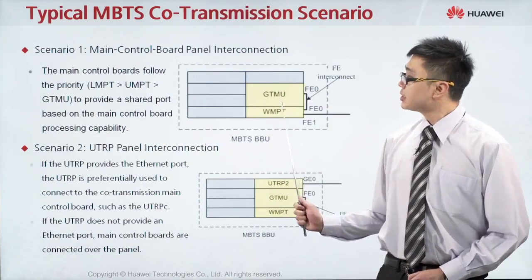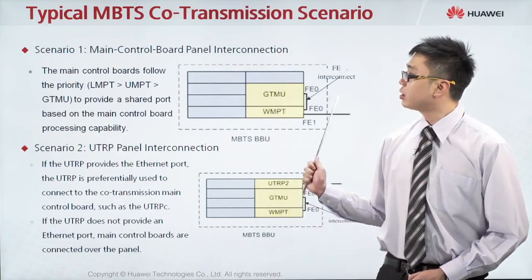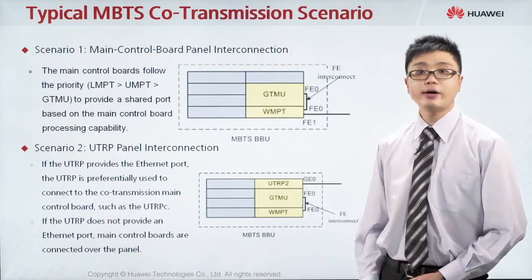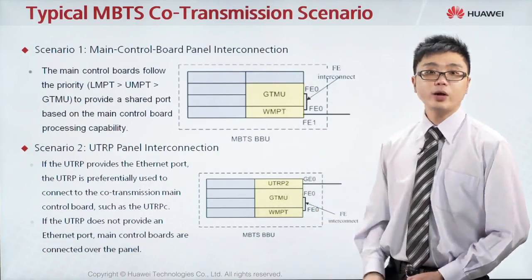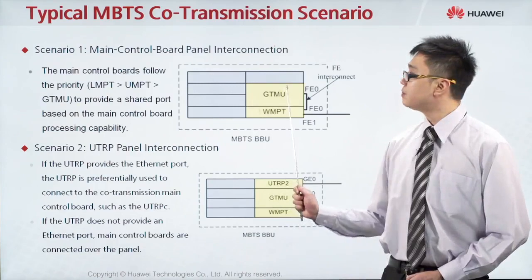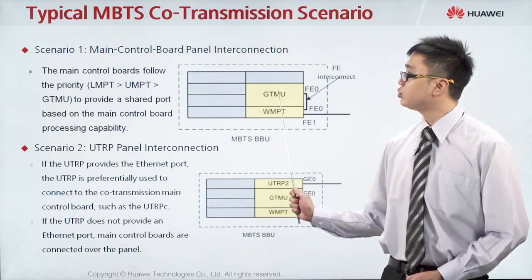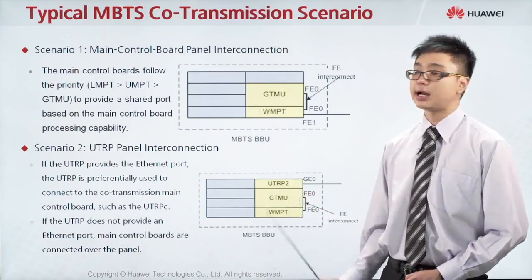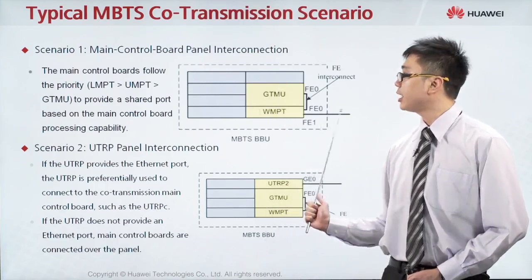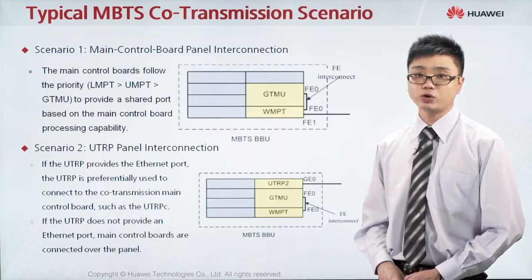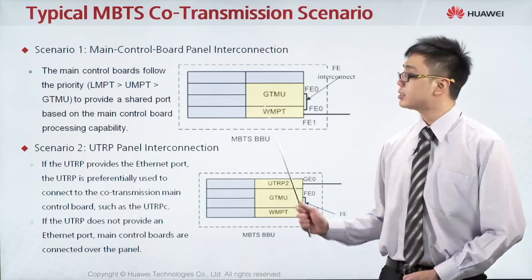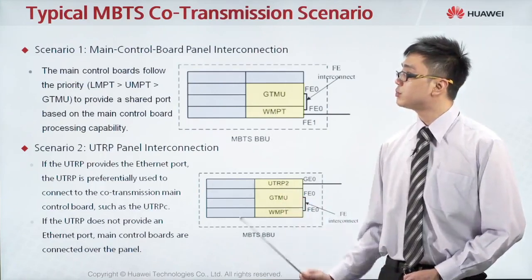Now, in a normal scenario, the GTMU board needs to connect directly to the BSC, whereas the WMPT needs to connect directly to the RNC. When we're using co-transmission, it means that both the 2G and 3G signaling and data are transmitted using one cable from the WMPT. This type of transmission we know as co-transmission. So our machine can support 2G and 3G co-transmission.